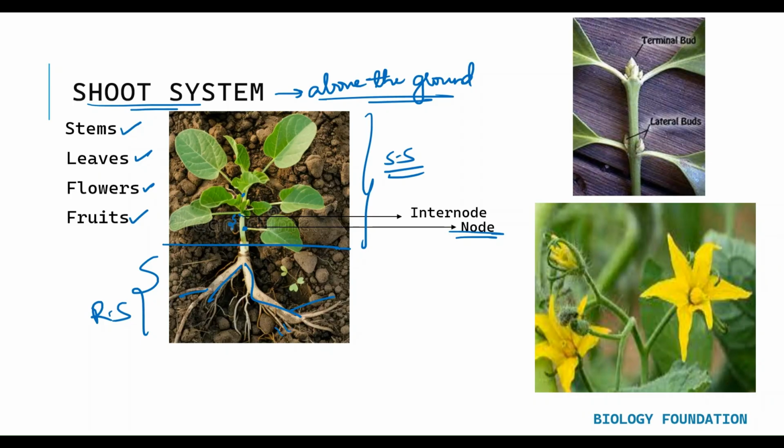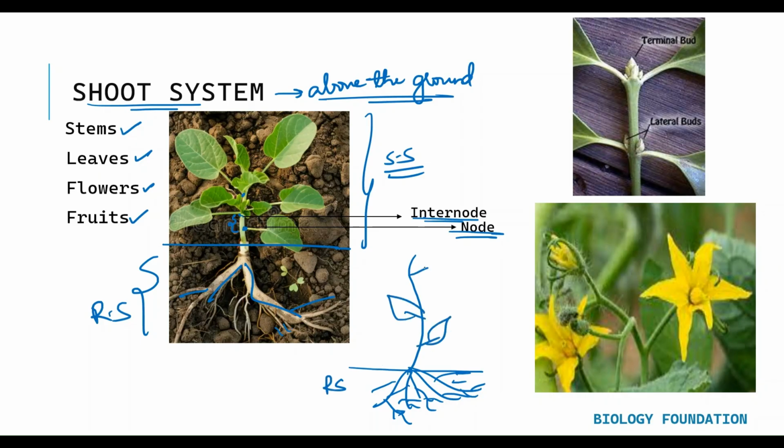And the region between two nodes is called an internode. I'll draw another image here. Let's assume another diagram. You have primary roots and secondary roots developing, and from the secondary roots, you can see small root hairs at the ends. This is all root system. Now, here you can see leaves. This portion on the stem from where leaves arise is said to be a node. Even this is a node. Now, the region between two nodes is called an internode.